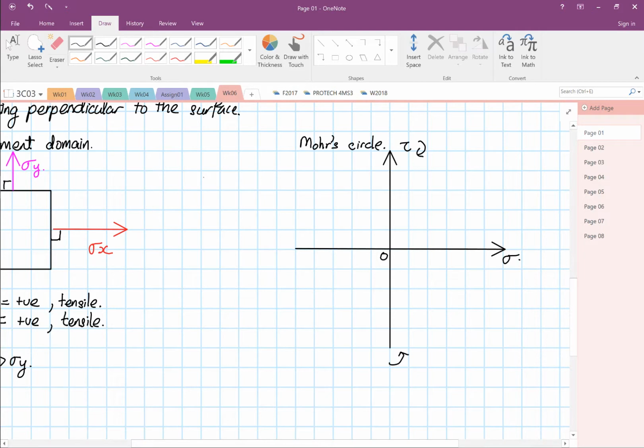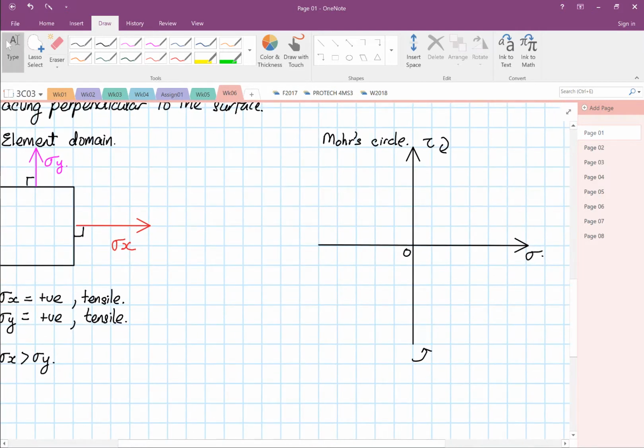Okay, so now, as I mentioned earlier, stress x is greater than stress y in the situation that I've shown. So this is where stress x magnitude is. Okay, so this is our stress x. And then stress y is smaller than stress x. So this is my stress y.